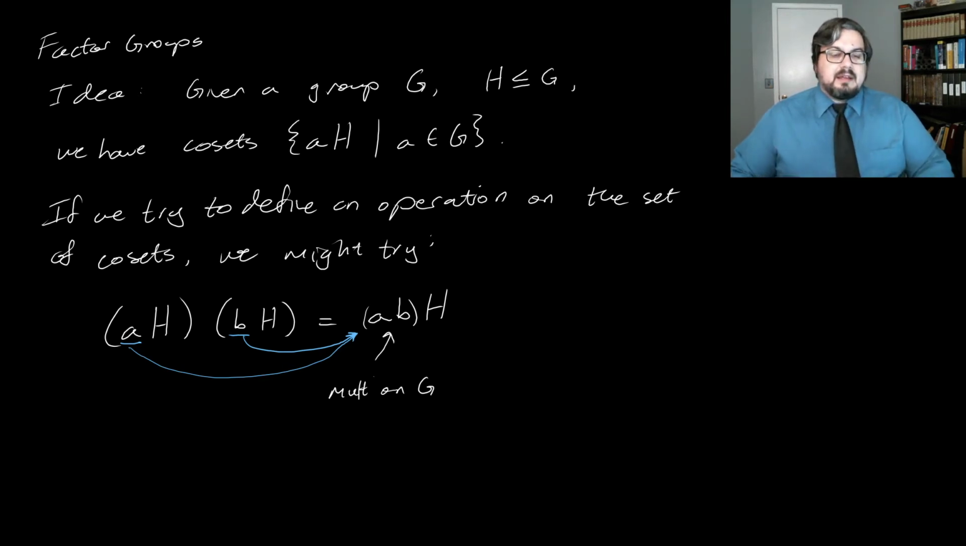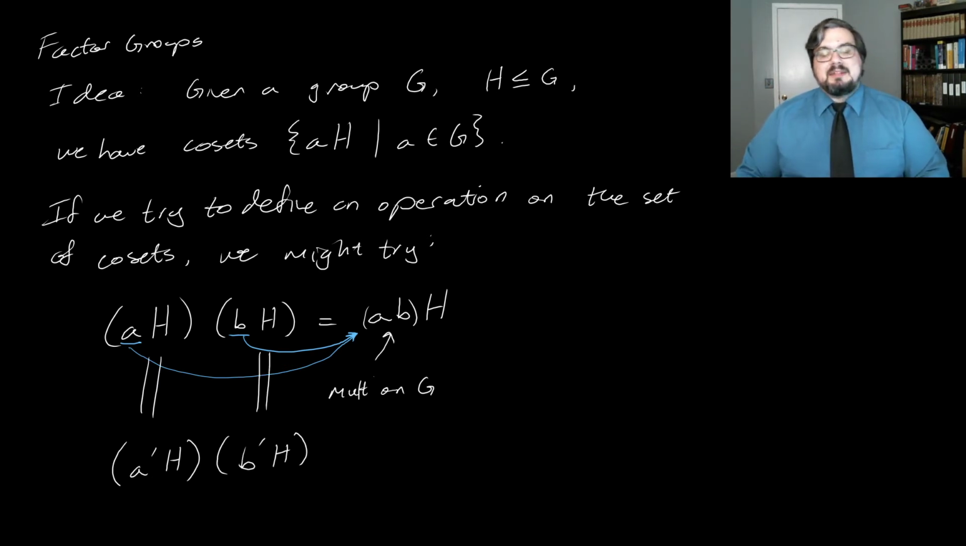Now, the difficulty here, and the reason why we need the concept of normal subgroups, is that we need to make sure that this is well defined. Now, the thing that could give us problems is, what if we have that A prime is another representative of this coset AH? And what if B prime is another element of this coset BH? If we want to try to define the multiplication here, we better make sure that these two are equal.